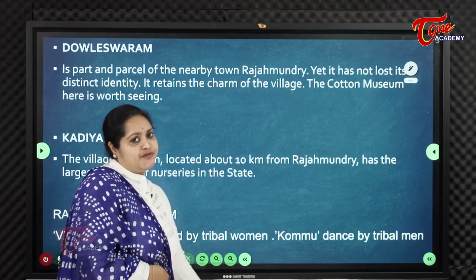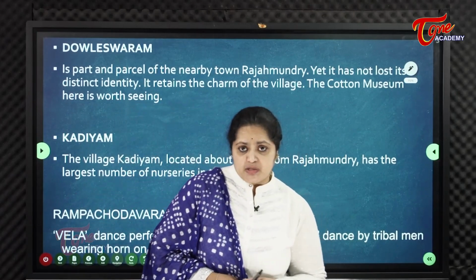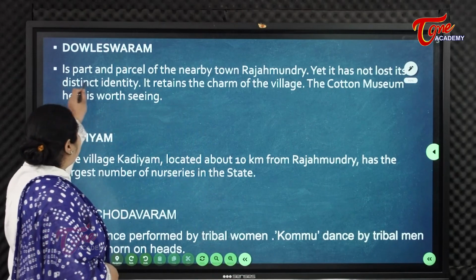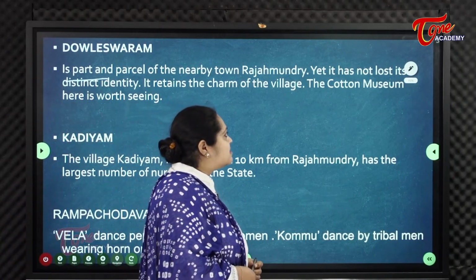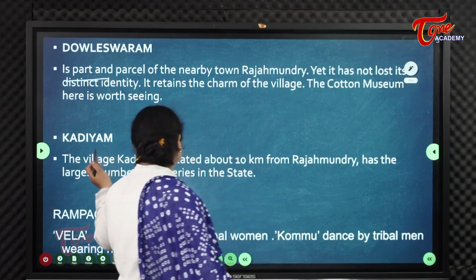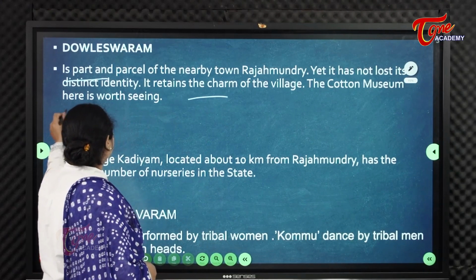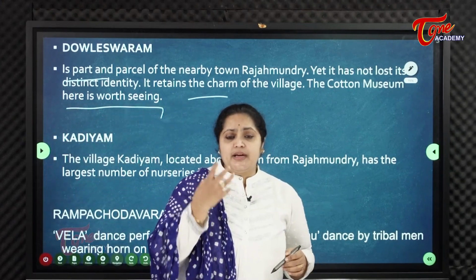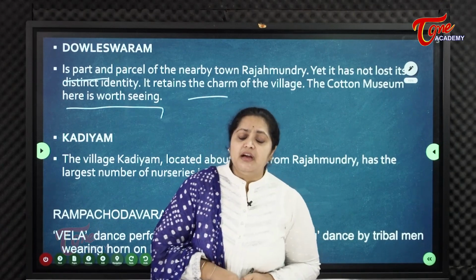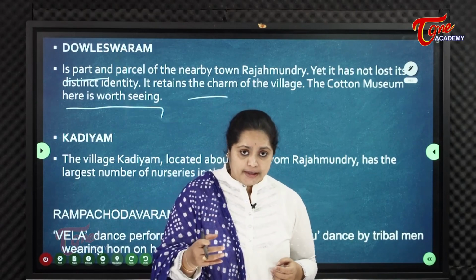Next, Dhavaleshwaram. Dhavaleshwaram Anakatta, Dhavaleshwaram Barrage is very famous. It's part and parcel of the nearby town Rajahmundry. It has not lost its distinct identity. It retains the charm of the village. The cotton museum here is worth seeing. Dhavaleshwaram barrage was constructed by the then British general Sir Arthur Cotton.